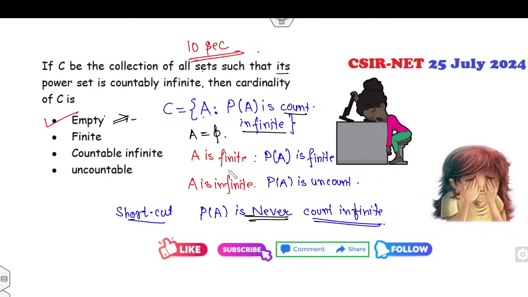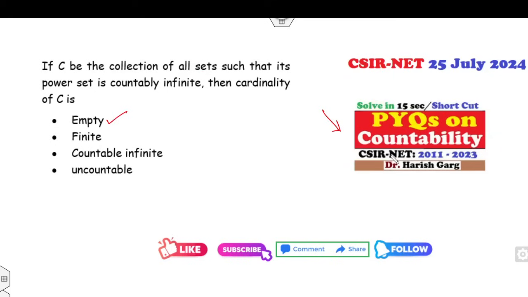If you think about it, what will happen if your A is a countably infinite set? Then the power set is uncountable, but it can never be countably infinite. So the right answer is empty. You can see again you need a maximum of 10 seconds if you already watched my previous lectures.